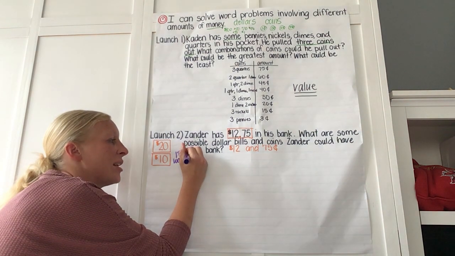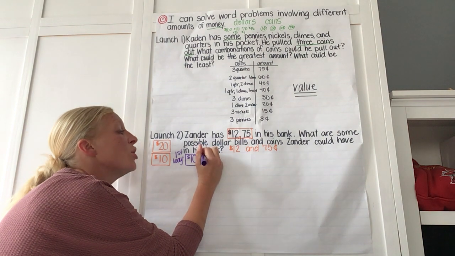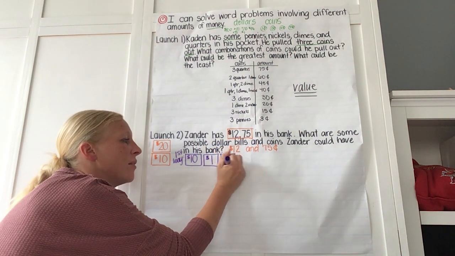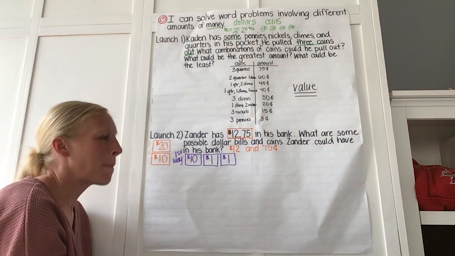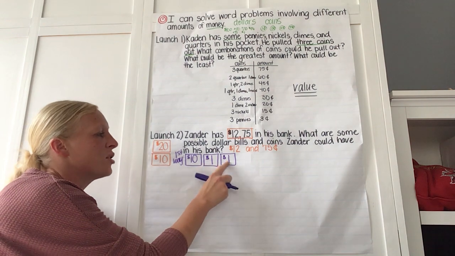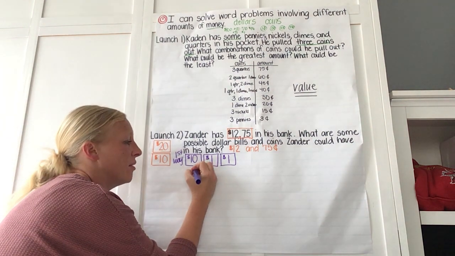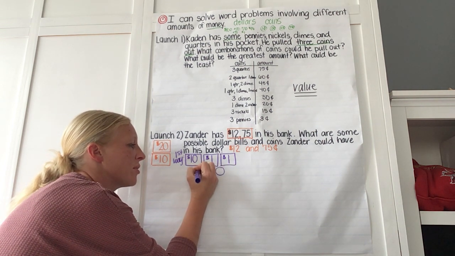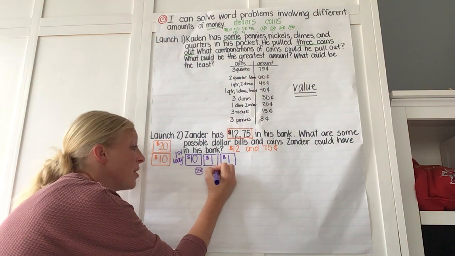All right, so you did a $10 bill, and then what? 2 $1 bills. Okay. And how do you know that equals 12? 10, 11, 12. Okay, and then what did you do? Oh, you put 3 quarters together. And why did you put 3 quarters? Okay, because 3 quarters makes 75 cents.